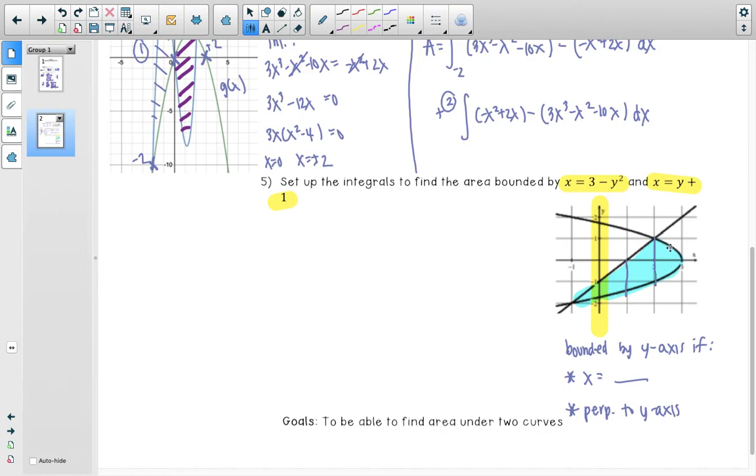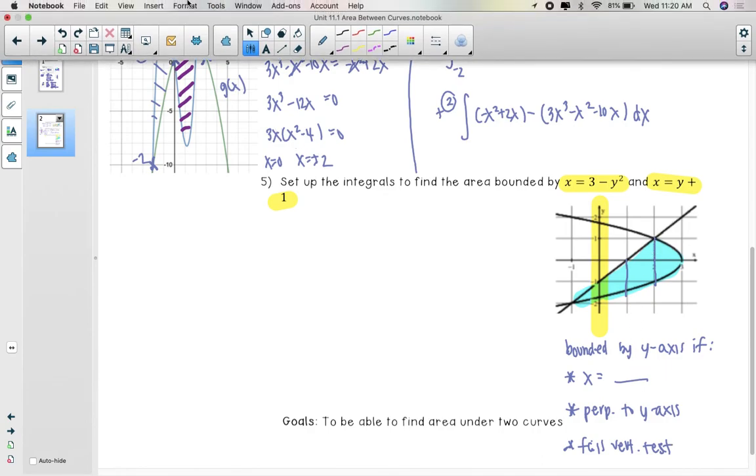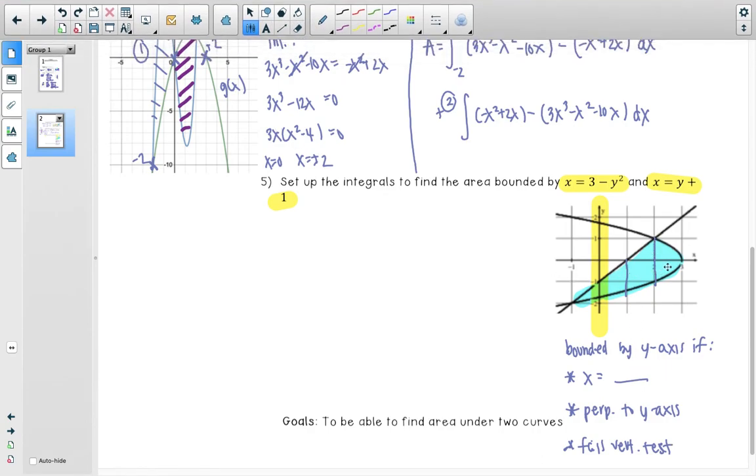But right here, it's not a function. It's not a function because it fails the vertical line test, so that's another hint. You don't have an upper and a lower, you just have one function as a whole. So if you have one function as your upper and your lower, it probably means you have to go around the y-axis, or if it fails the vertical line test, it probably needs to be bounded by the y-axis. So ignore these lines. Let's see if I can get rid of them actually. Yep, okay. We need to find this.